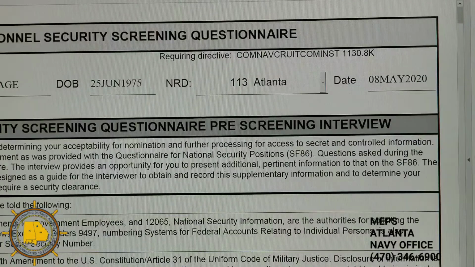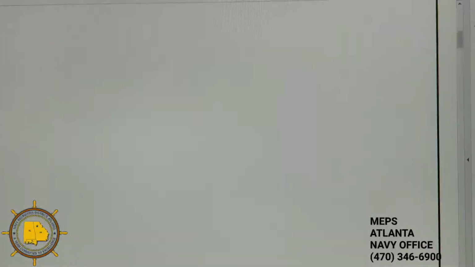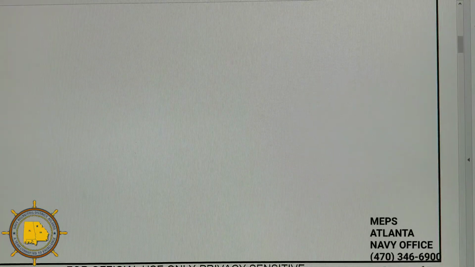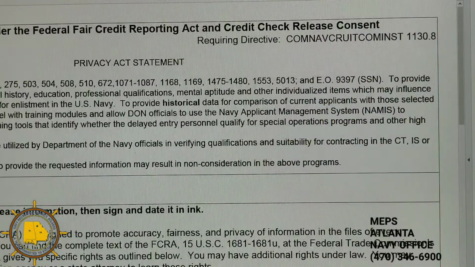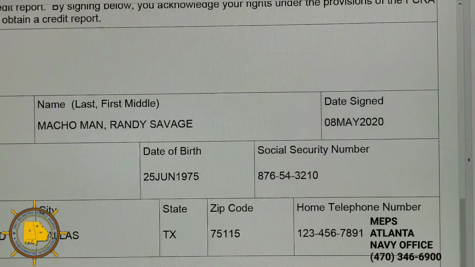Each one of these documents has an actual document number. The document number for the PSSQ is going to be 1133/122, revision 10/2017, and the credit check consent form document number is going to be 1133/121, revision 2015.